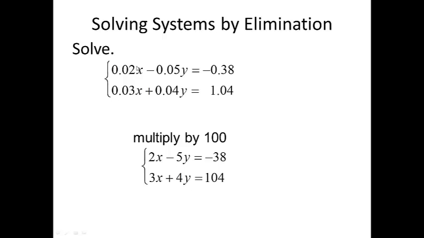So when you see something that looks like this, you may just want to multiply by 100 or 10, however many decimals over here that you need to move. If you need to move it twice, multiply by 100. If you need to move it once, then multiply by 10.